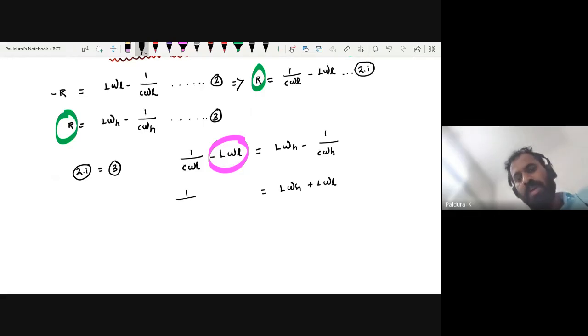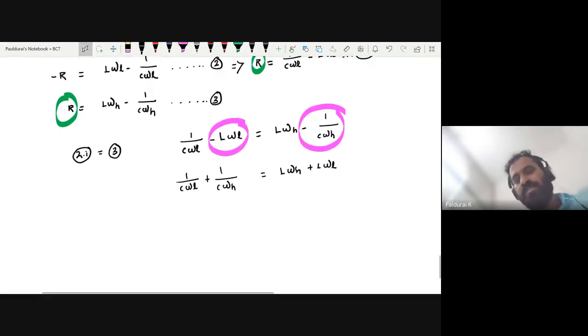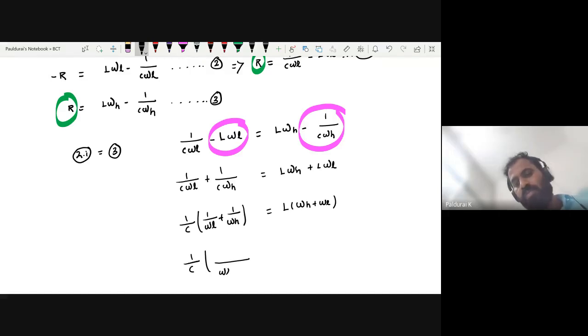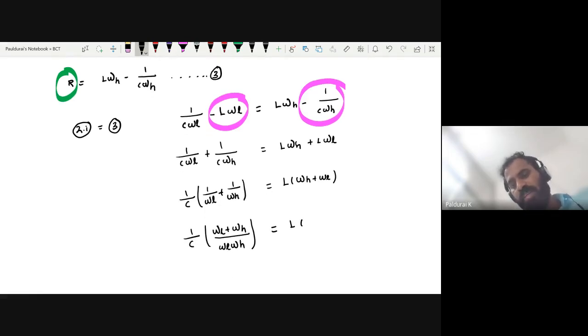Here I am having 1 by C omega L. Now bring this minus 1 by C omega L to the left hand side. It becomes 1 divided by C omega H. So now take L as common. Here it is omega H plus omega L. Here 1 by C is common. So this is 1 by omega L plus 1 by omega H. Take the LCM here. It becomes omega L omega H. Omega L plus omega H equals L times omega L plus omega H.